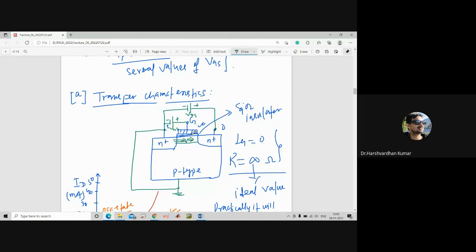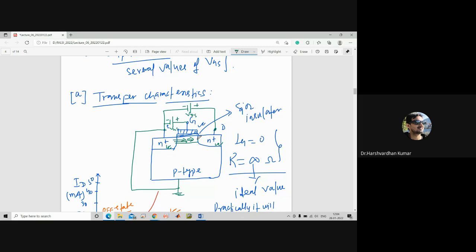The positive current convention is used for both electron and hole current, but in both cases electrons are the actual charge carriers. Here you can see this is N plus, this is N plus, and the channel is also N type. So what will be the majority charge carriers here?